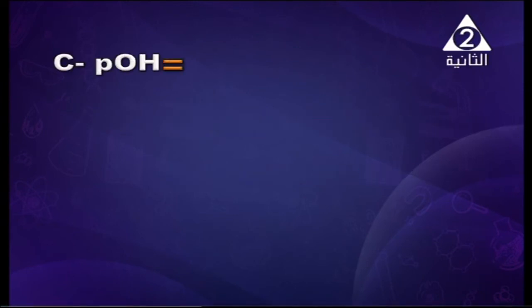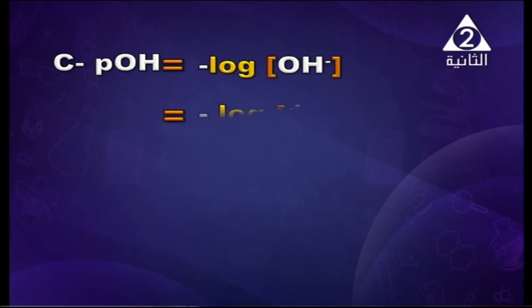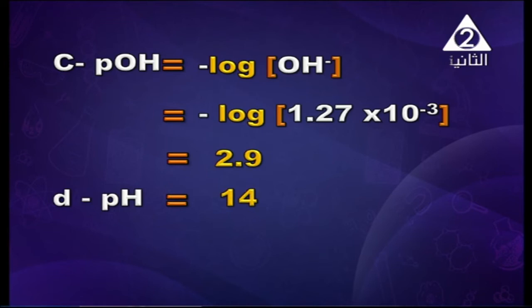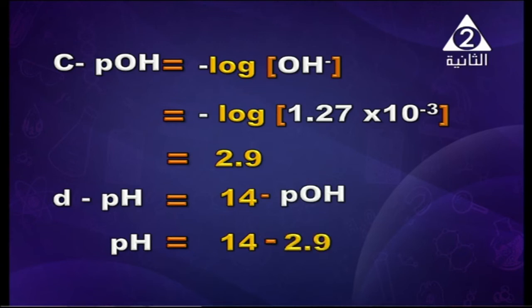And here pOH equals negative log of OH negative, so negative log 1.27 times 10 to the power negative 3 equals 2.9, so pH equals 14 minus pOH, so pH equals 14 minus 2.9, so equals 11.1.